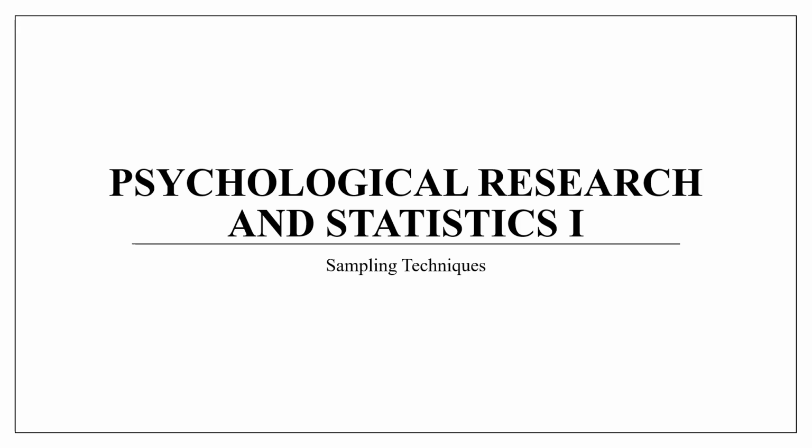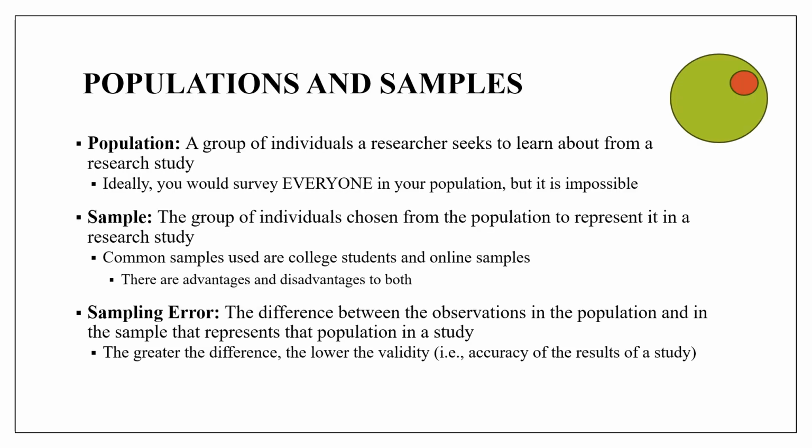So today we're going to talk about a few introductory concepts, and then we're going to move on into discussing various sampling techniques. First, it's important for us to understand the difference between a population and a sample. A population is going to be any group of people or objects or events that meet the characteristics of what the researcher is interested in learning about.